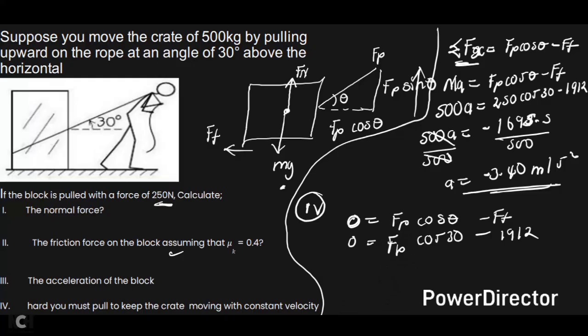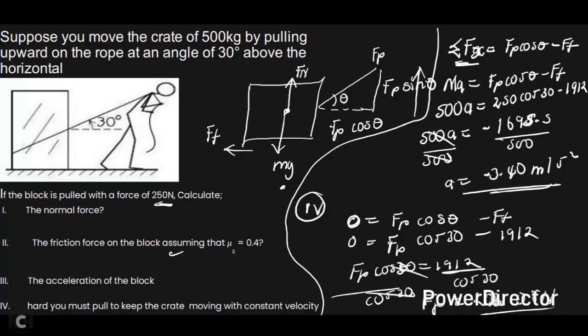Then this part goes to the other side, meaning Fp cos theta is equal to 1912. So Fp is equal to 1912 over cos 30. You'll find an answer of 2208. So that's your Fp, the pull force in that situation. That's how you answer this question.